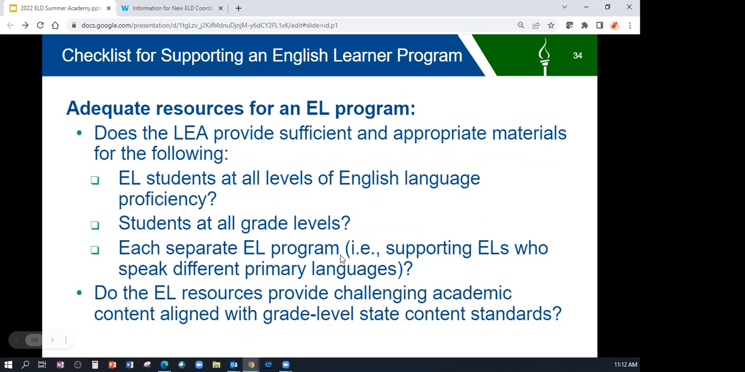And also, do they provide challenging academic content? We don't water things down. We want the students to continue learning so that they can try to keep up with the content level standards of the classroom while they're learning English.